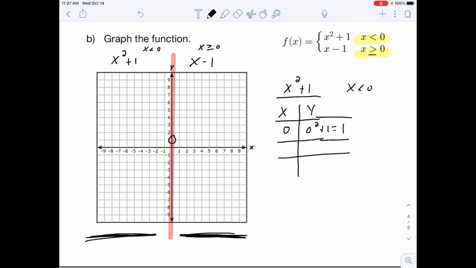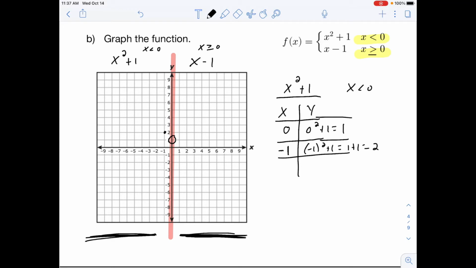Let's get another point. Now, there would be no reason to pick 1 because 1 is on the right side of the graph. So I can't pick 1. I want what's on the left side, so the left would be -1. And that would be -1 squared plus 1, which is equal to 1 plus 1, which is 2. So now I can go over to -1, and I got 2 right here.